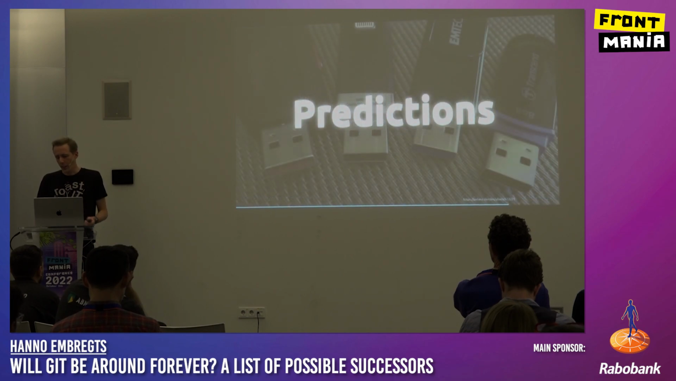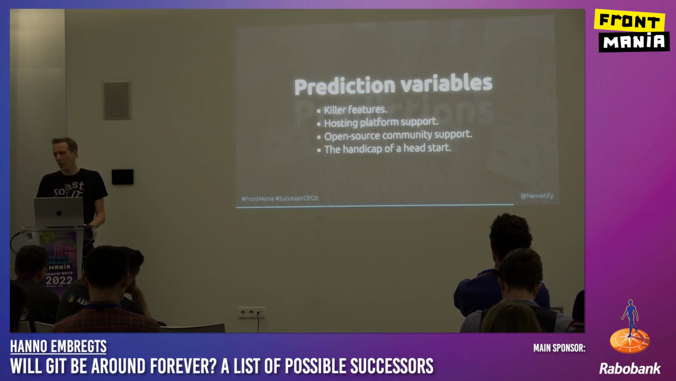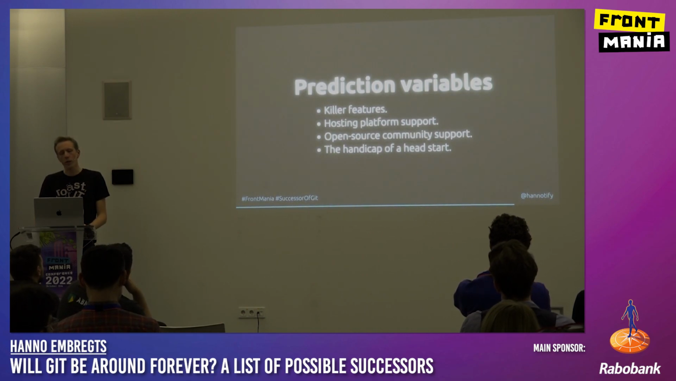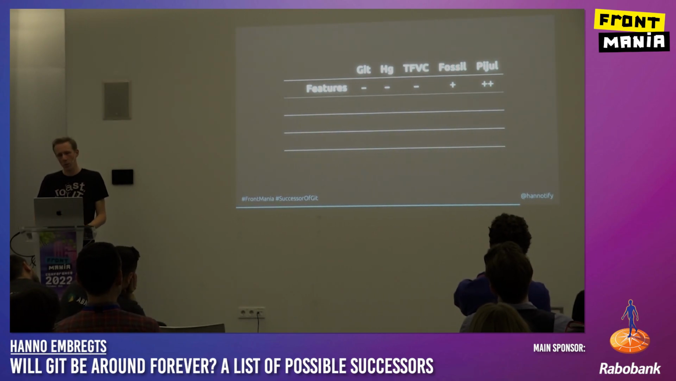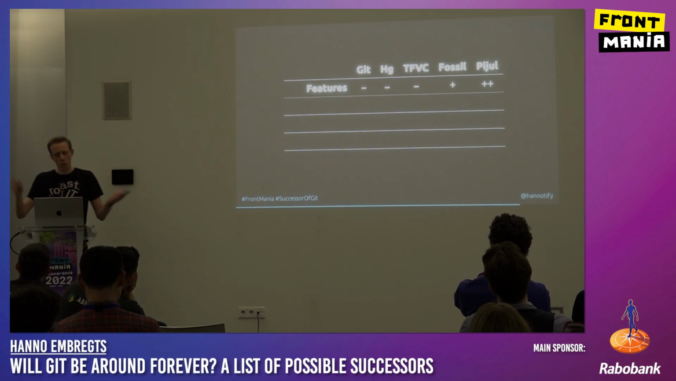Let's get to the predictions, because that's the one that you've all come here for. These were the variables that were used, and I'm going to score the version control system by these variables. So killer features, I think Pijul has the most promise, because applying patches is a lot more simple than just getting snapshots in your repository, conflicts, head detached, all kinds of stuff.